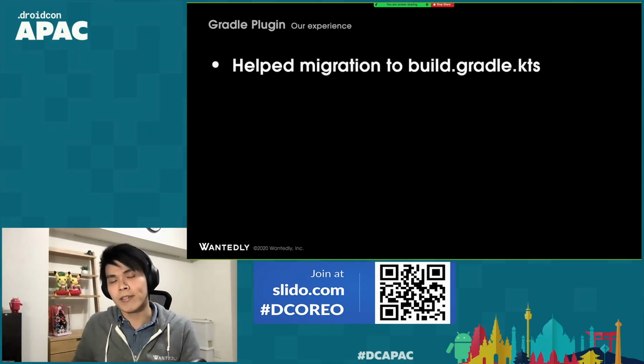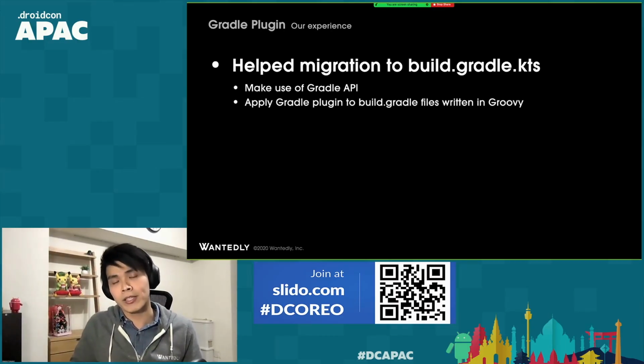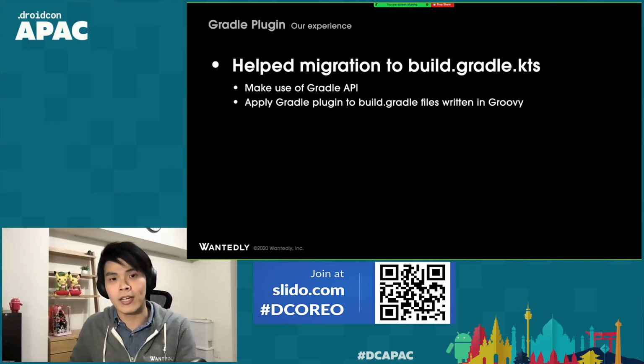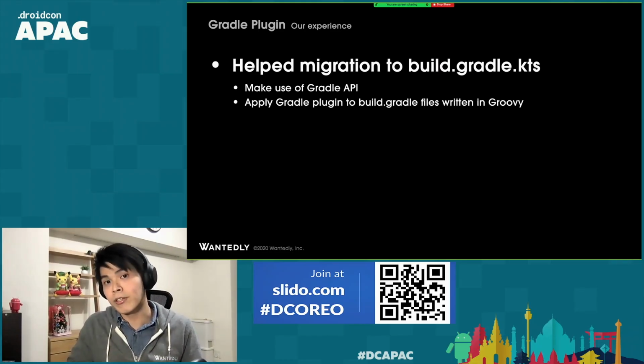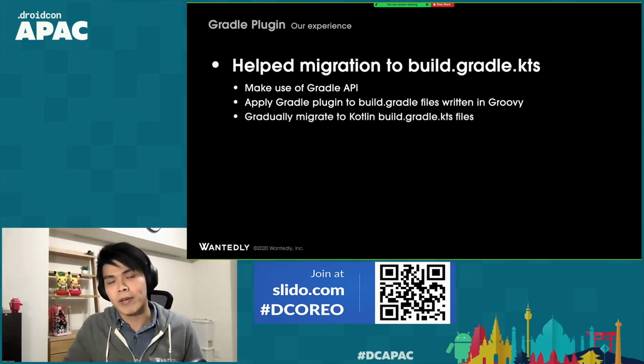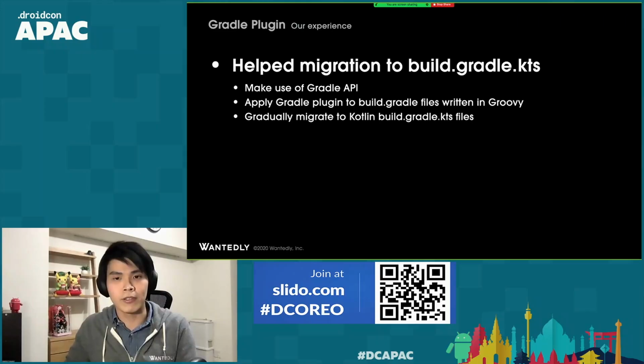The other benefits that we felt when we implemented this model in our project is that Gradle plugin will help you to migrate your build.gradle files from Groovy to Kotlin. Because as I mentioned before, if you make use of the Gradle's Groovy DSL API, you can apply your custom extensions for both Gradle files written in Groovy and Kotlin. Then you can gradually migrate your build.gradle files from Groovy to Kotlin.